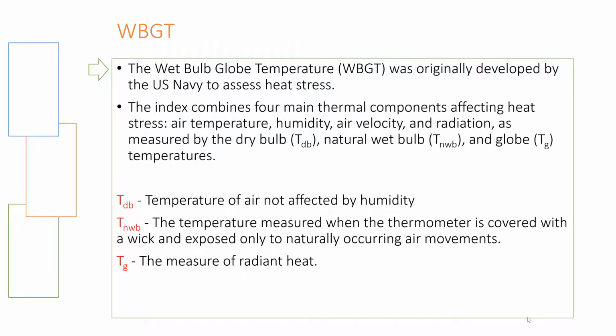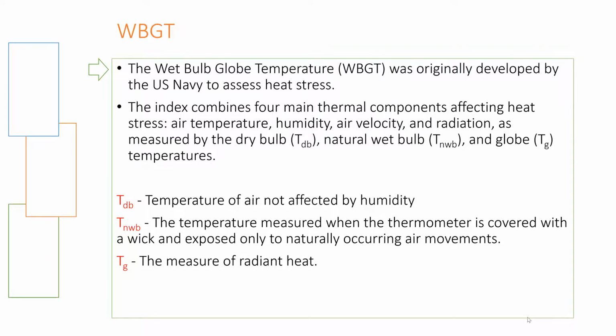The wet bulb globe temperature was originally developed by the US Navy to assess heat stress. The index combined 4 main thermal components affecting heat stress: air temperature, humidity, air velocity, and radiation, as measured by the dry bulb temperature, natural wet bulb, and globe temperatures.